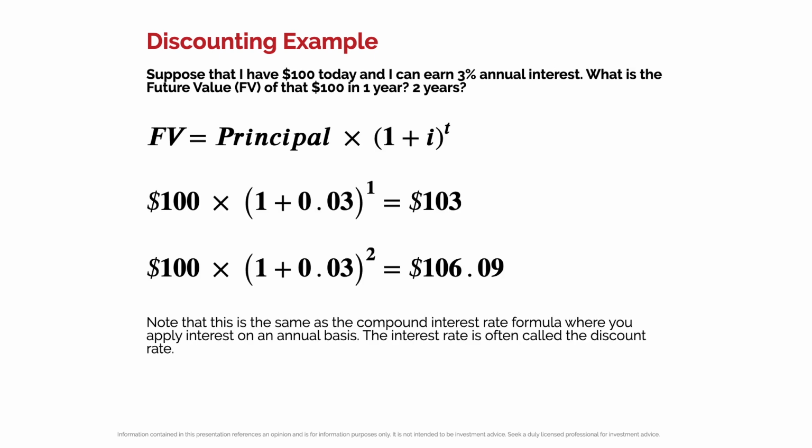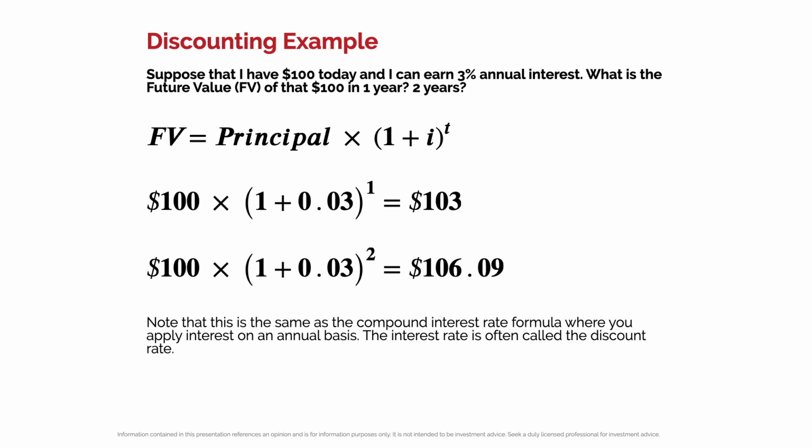So we can look at the math here. The future value is equal to the principal times 1 plus i to the t. This is a compound interest formula where you apply the interest on an annual basis. And this interest rate, you might often see, is called the discount rate. We'll come back to that concept a little later.